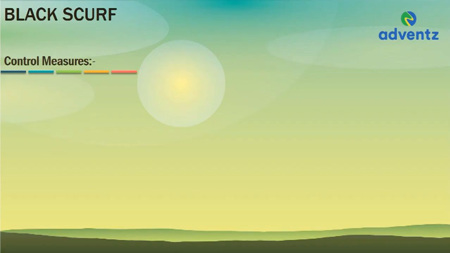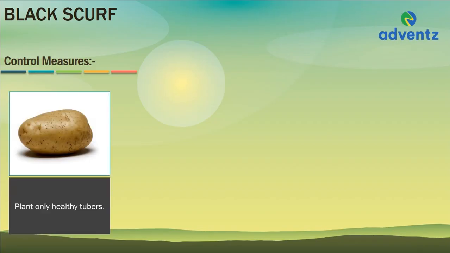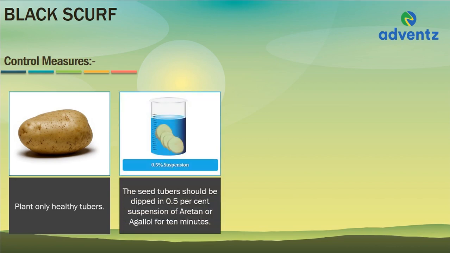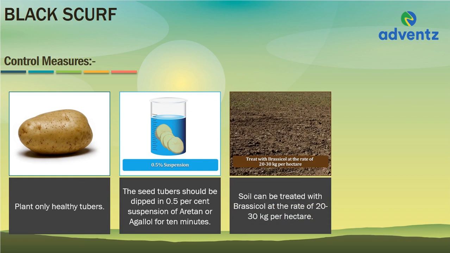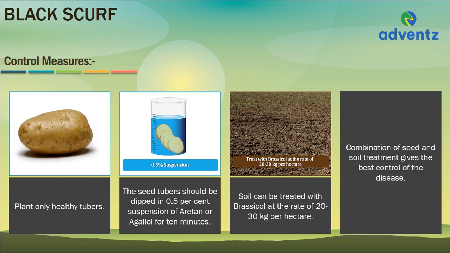How do we manage the damage caused by black scurf? There are a variety of control measures to control black scurf. One is to plant healthy tubers. The seed tubers should be dipped in 0.5% suspension of arytan or agalol for 10 minutes. Soil in which we plant potato can be treated with brassicol at the rate of 20 to 30 kgs per hectare. A combination of seed and soil treatment gives the best control of the disease.